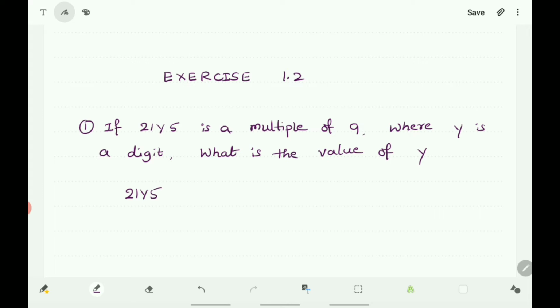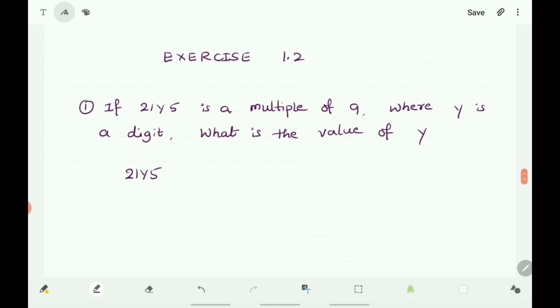21y5, and here it is given that this number is a multiple of 9, means this number is divisible by 9. So here one unknown is there, that is y. Y value you have to find out. So here use the divisibility test by 9. You know that when a number is divisible by 9, the sum of all the digits is also divisible by 9.